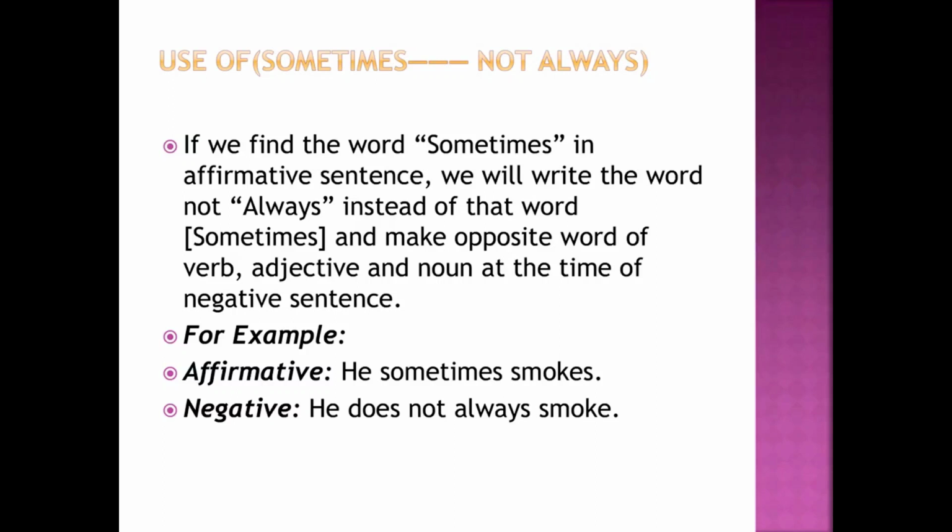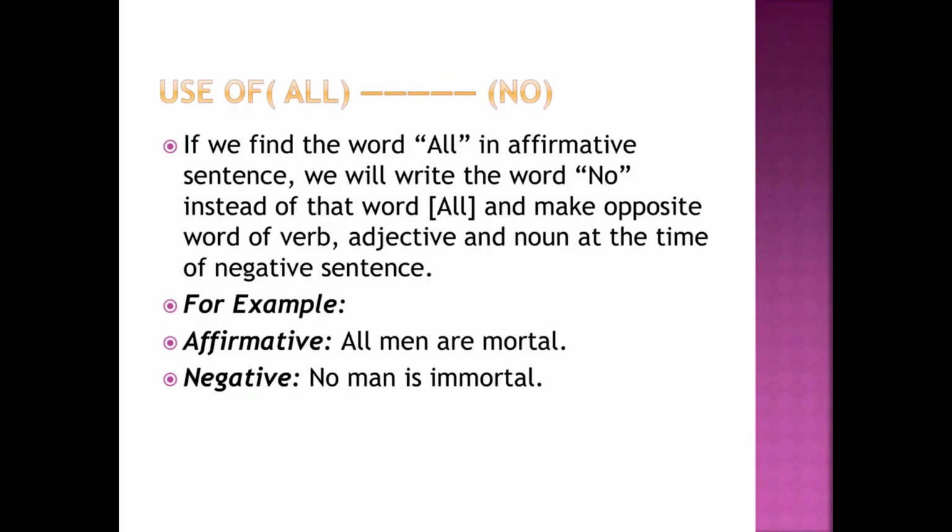Next, we have the rule of all and no. If we find the word all in an affirmative sentence, we will write the word no instead of that word all, and make the opposite word of the verb, adjective and noun at the time of negative sentence. For example, all men are mortal. Negative: no man is immortal. Here we have used no instead of all and immortal instead of mortal.